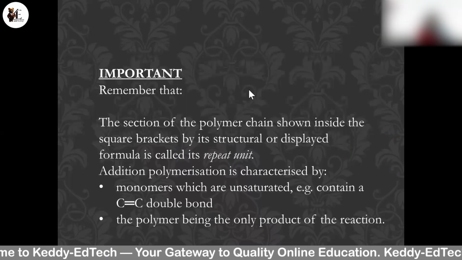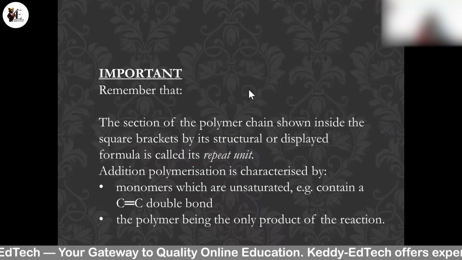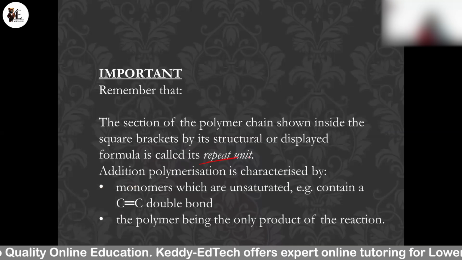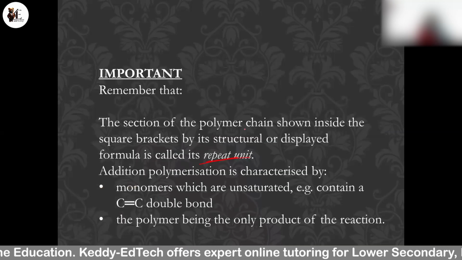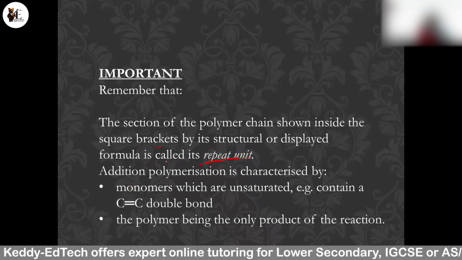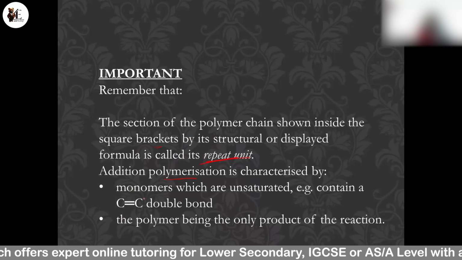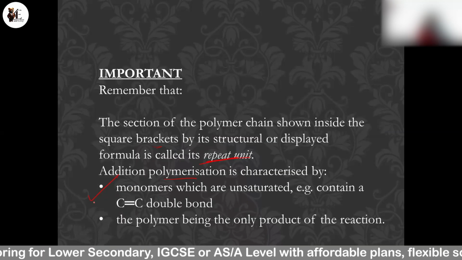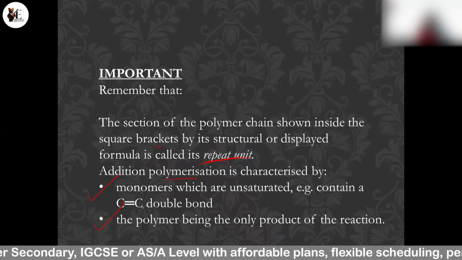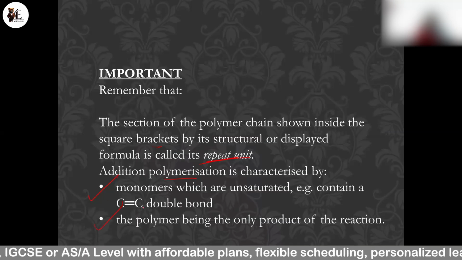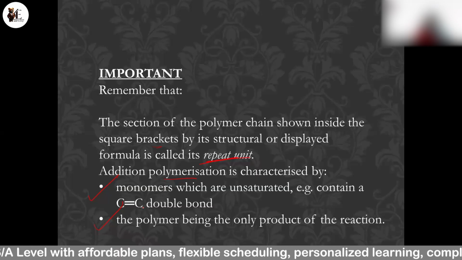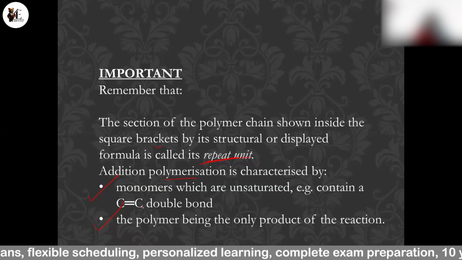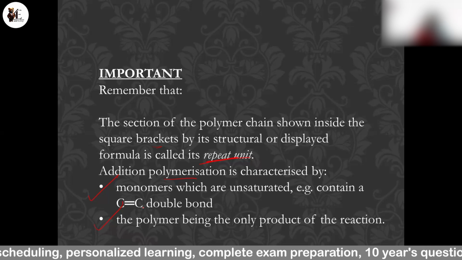You have to remember that the section of the polymer chain shown inside the square brackets by a structural or displayed formula is called the repeat unit. What is a repeat unit? The section of polymer chain shown inside the square brackets. Addition polymerization is characterized by monomers which are unsaturated and the polymer being the only product of the reaction. That's why it is addition polymerization. Only one product will be formed in this reaction.